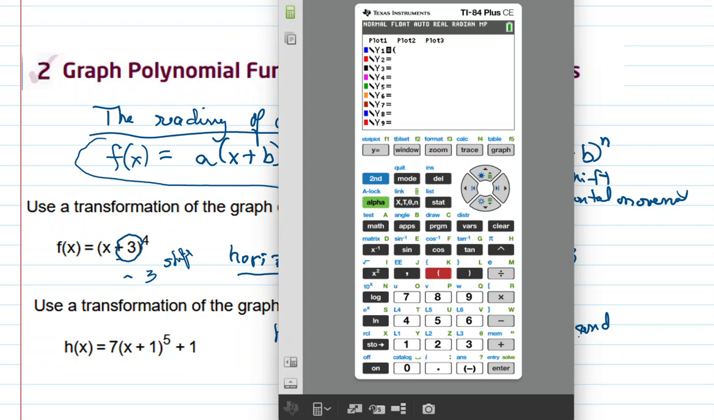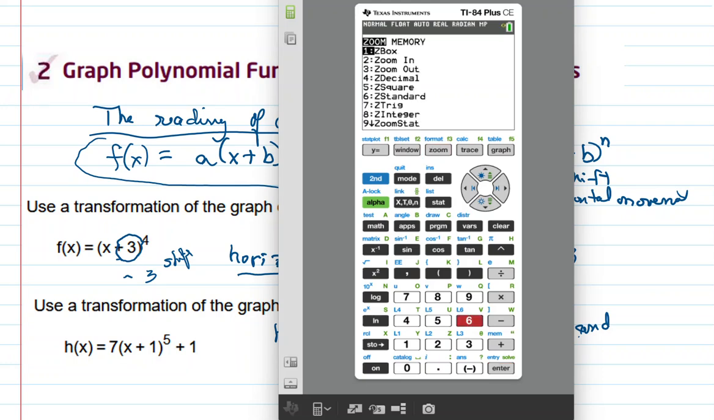Okay. We're going to open parenthesis and put the x, which is second row, second key, plus 3, close parenthesis, up caret, which is the little up arrow, and we're going to enter. We're going to go to the second one, and we know that the parent function of this guy is x to the 4th. All right, so I have both of my functions. I have the original function and the next function. Everybody there? And we're going to go zoom 6.